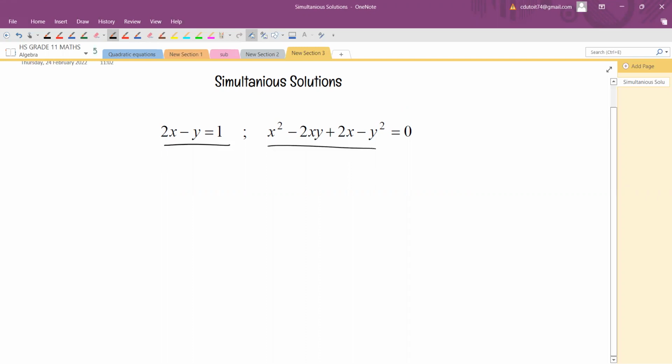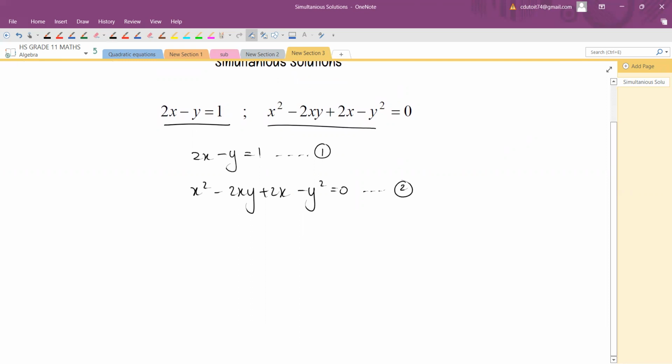You can rewrite them and say 2x minus y equals 1. That is my first equation. And then x squared minus 2xy plus 2x minus y squared equals 0. That is my second equation. And now you're going to find the equation, one of the two.